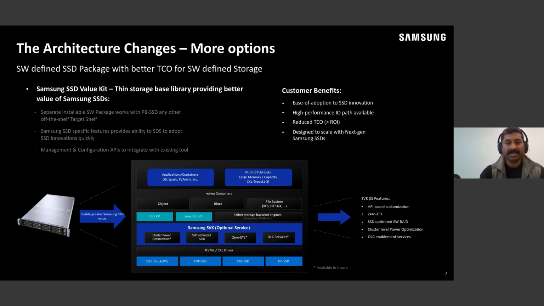And you have QLC services. Again, it's in the roadmap. It's going to come under the same framework. So from the application side, you will be getting the APIs to access all these features. Okay, let's move forward.